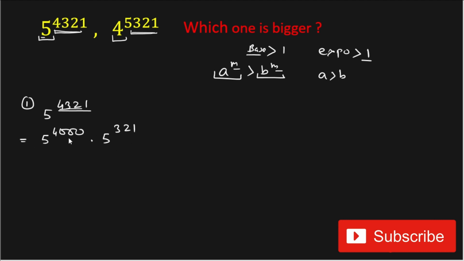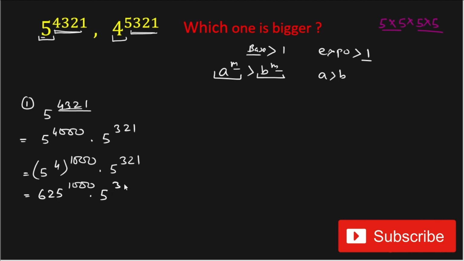Now this 4000 power we can write as 5 powered by 4 and whole powered by 1000, times 5 powered by 321. Now in the bracket we have 5 powered by 4, that we can write as 5 times 5 times 5 times 5, that will be 25 multiplied by 25, which is 625. So the value of this term is 625, powered by 1000, times 5 powered by 321.